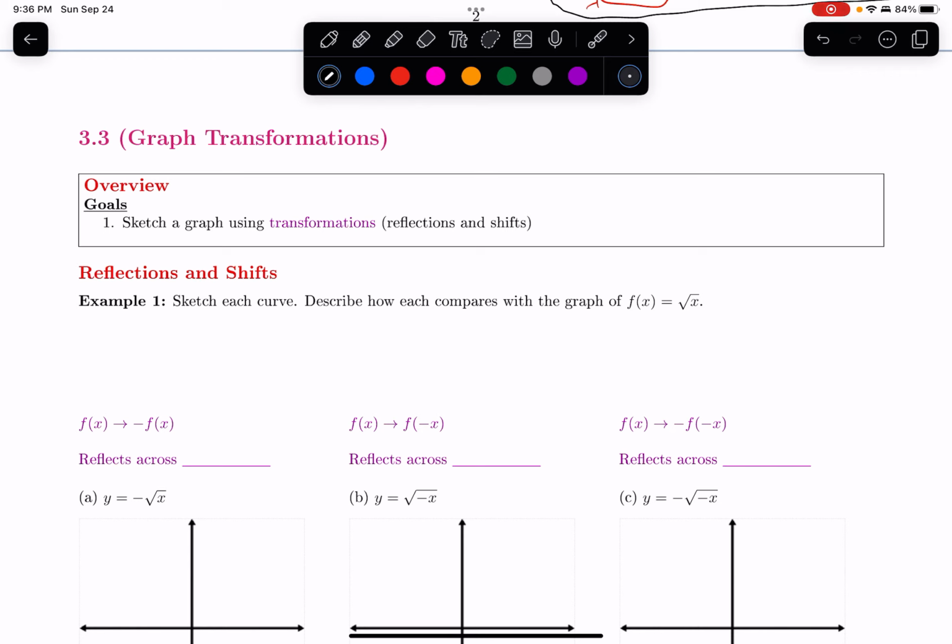In this video, we're starting section 3.3 on graph transformations. Our goals are to sketch a graph using transformations, so things like reflections and shifts. In this video, I want to focus on what type of thing can cause a reflection and what type of thing can cause a shift when we look at a function's formula.